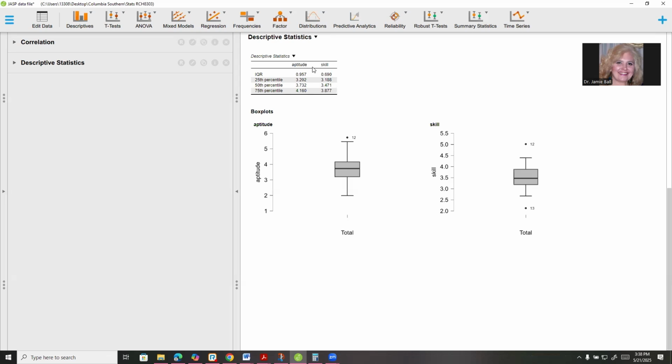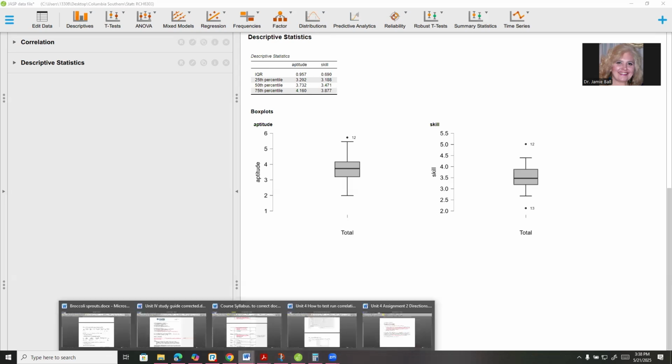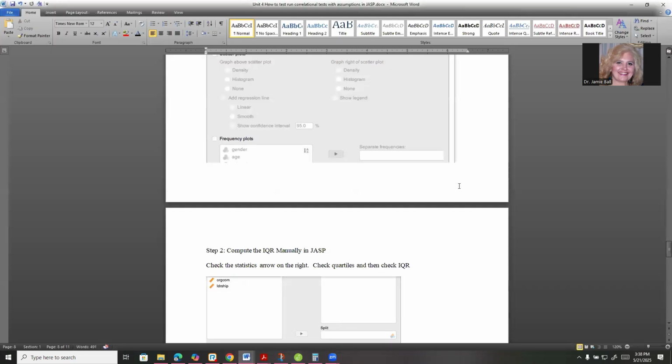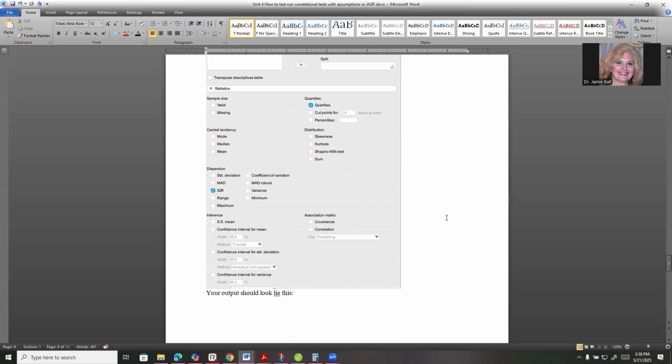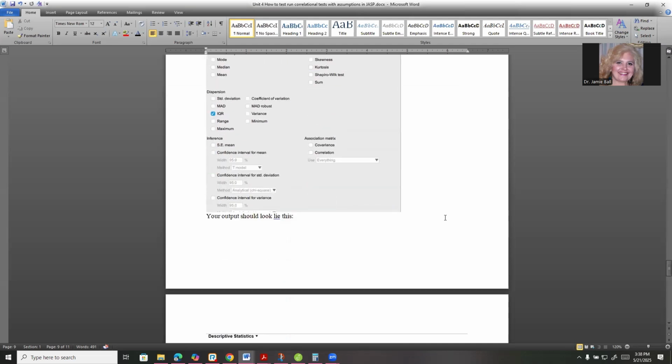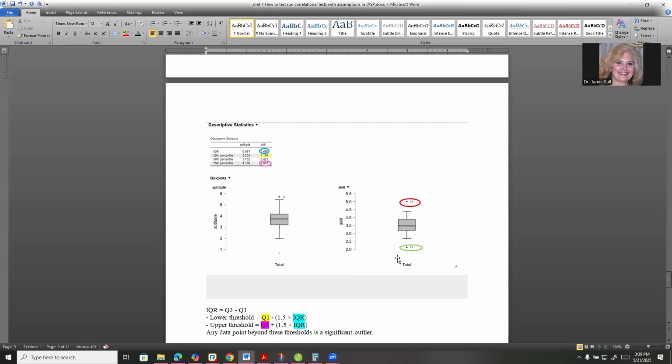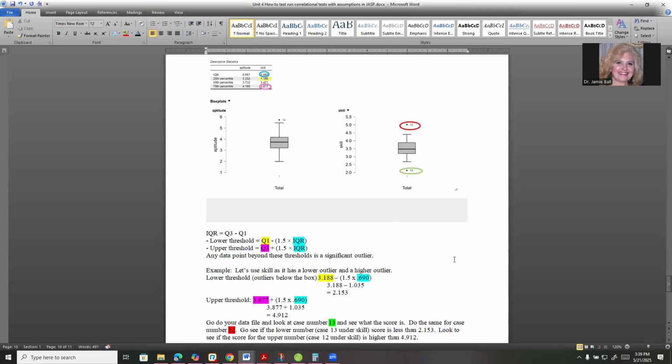Okay, so we can see that right here. Now, to compute that, is it greater than 1.5 steps from the edge of the box? I have to compute the score that's 1.5 steps below and 1.5 steps above. Okay, so I've showed you what to select. Now I'm going to show you how to do it.